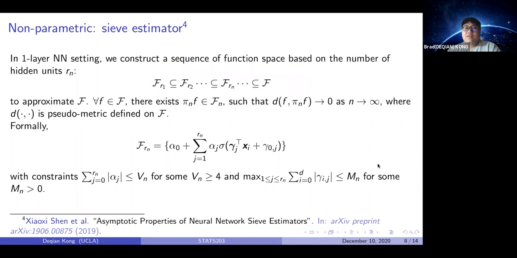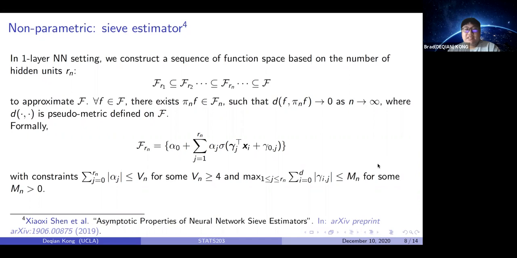Next, I wanted to focus on the non-parametric model. It's a little bit complex here. The problem is that if the class of functions is too rich, it becomes intractable for us. So we want to construct a sequence of simpler function spaces to approximate the real function space, and this approximation error goes to 0 as n goes to infinity. Such a sequence of function spaces is called a sieve, so we call it a sieve estimator.